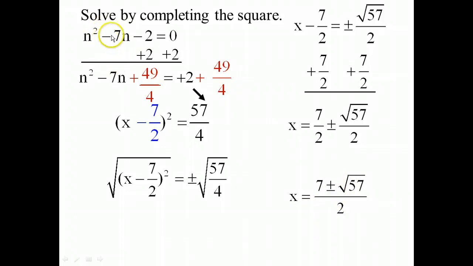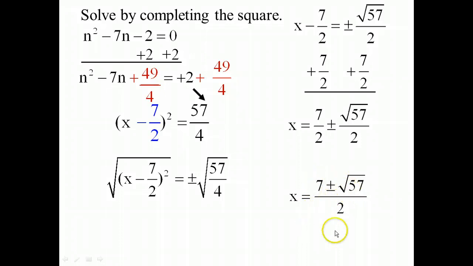Negative b, the opposite of b: if this is negative 7, it would be positive 7. That's what we get there, all over 2a, all over 2 times 1, which is 2. If we did b squared minus 4ac, we get 49 minus 4 times 1 times negative 2. So it would be 49 plus 8, 57. So of course we can solve this using any method, and we should get the same exact answer.